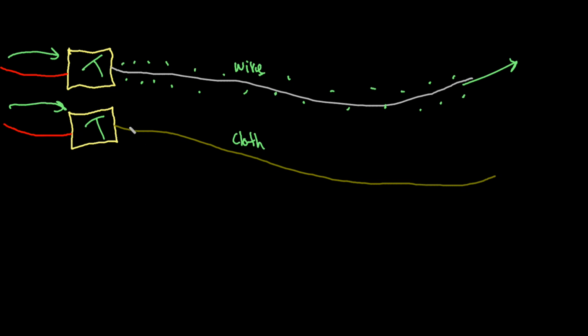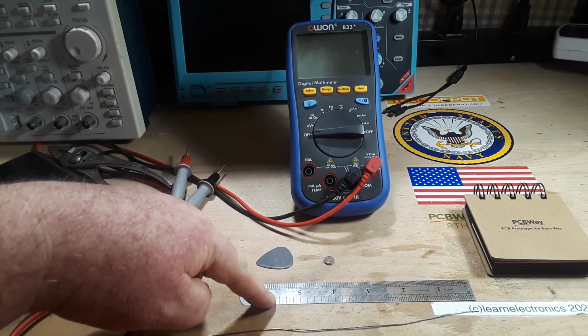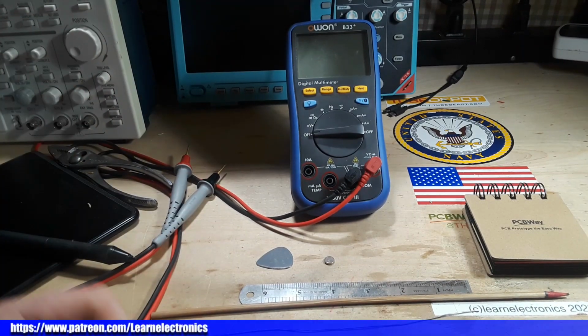Now, when we get to the piece of cloth or any other insulator, it still has its share of electrons. But when the current is applied here, they simply stop. That is the insulation. So there you have it. A simple explanation of why this will conduct electricity and this won't. It's just the arrangement of the electrons.